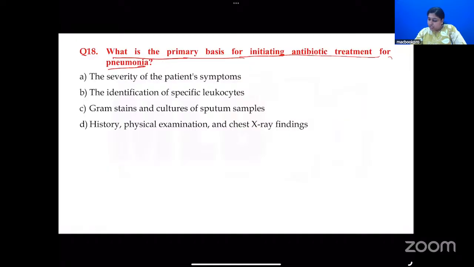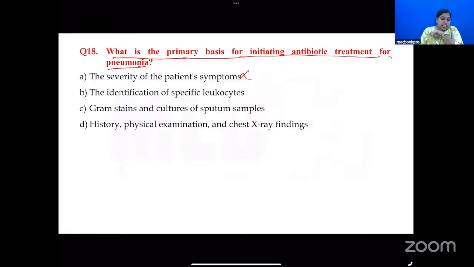While talking about any patient with pneumonia, some are answering the severity of the patient's symptoms. No, based upon the severity of the patient's symptoms, we won't act, right? Antibiotic therapy, yes. Now many students started answering correctly. Very good.